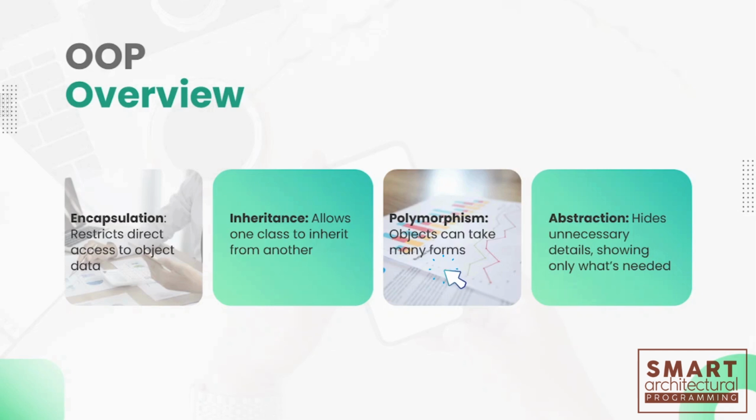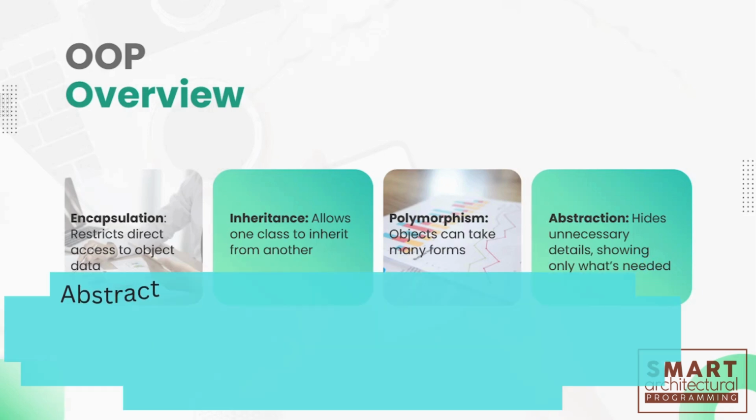Then we have polymorphism, which means that objects can take many different forms, basically. I wouldn't go into too much detail here right now because we're just covering Java's features, but we'll be going into much more depth further down in the book and in the course. And the last thing is abstraction, which basically hides unnecessary details and shows us only what's needed.